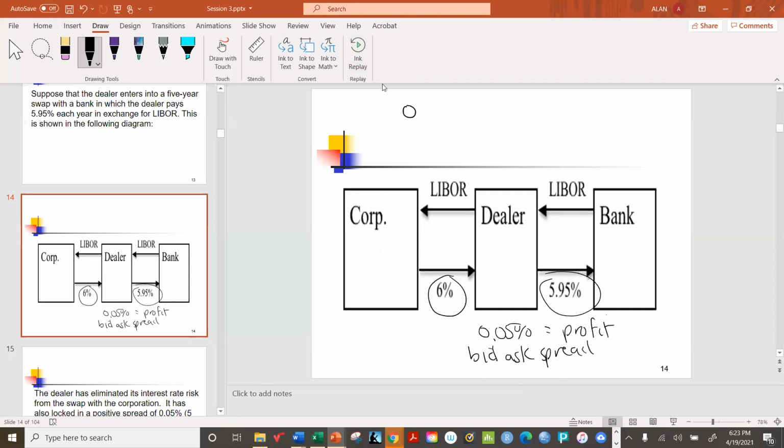Now that doesn't sound like a lot of money, does it? This is equal to 0.0005, and when you multiply that by $100 million, and I'm assuming that the notional principals are the same, let's see how much money they made on this deal.